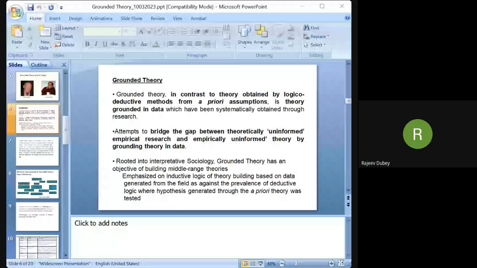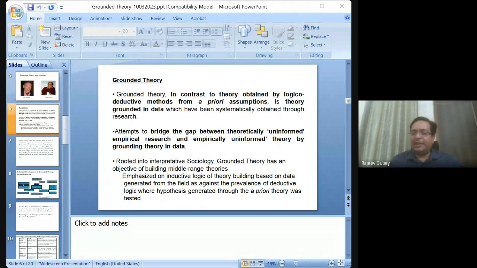Now, this is a very seminal point which you need to understand. Grounded theory is bridging the gap between theoretically uninformed empirical research and empirically uninformed theories. Whether you follow the inductive logic or the deductive logic, there are some pros and cons to it. Initially it was said that grounded theory emphasizes inductive logic, because it collects empirical data, the data generated from the field, and then builds up a theory, as against the prevalence of deductive logic, where hypothesis is generated through a priori theory.